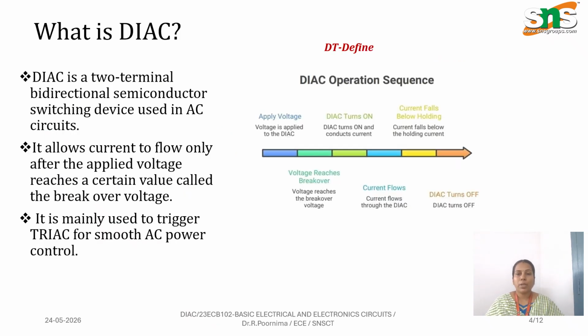And what is meant by DIAC? It is a two-terminal device. It is a bidirectional semiconductor switching device. It is particularly used in AC circuits, and it allows the current to flow only after the applied voltage reaches a certain value. It is known as the breakover voltage. So the DIAC turns on after this voltage is reached. It is mainly used to trigger the TRIAC for smooth AC power control.